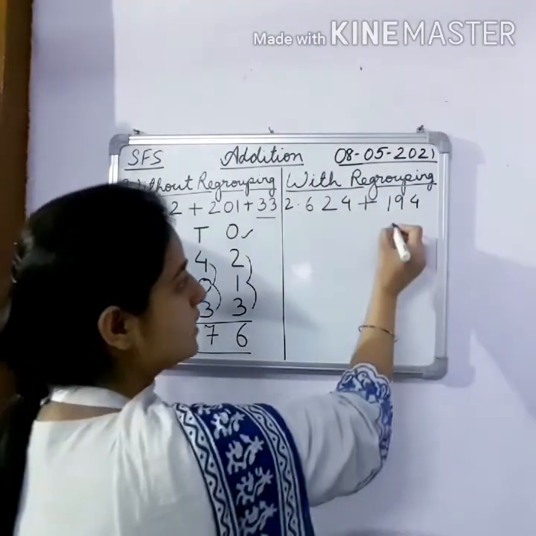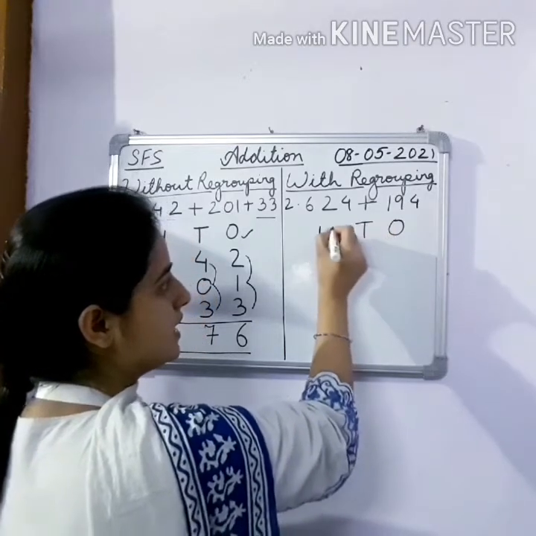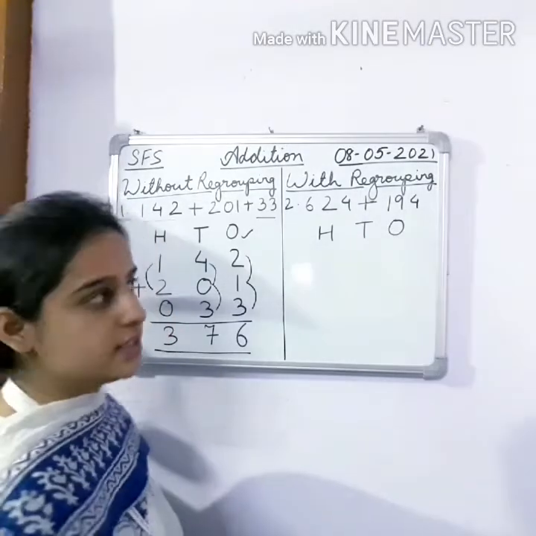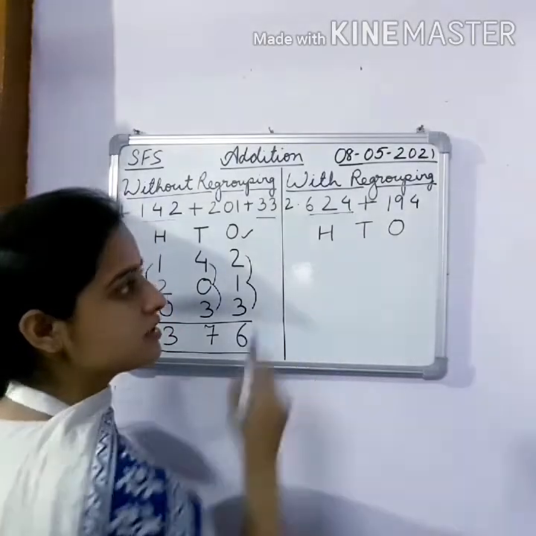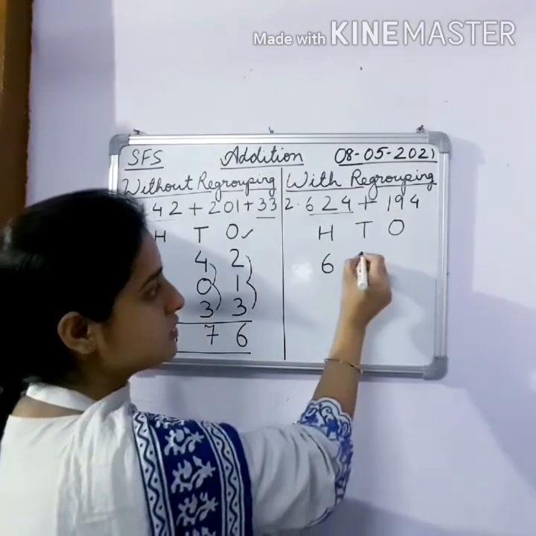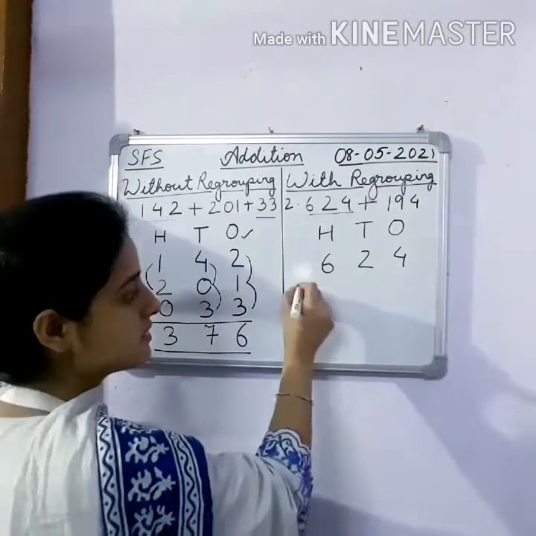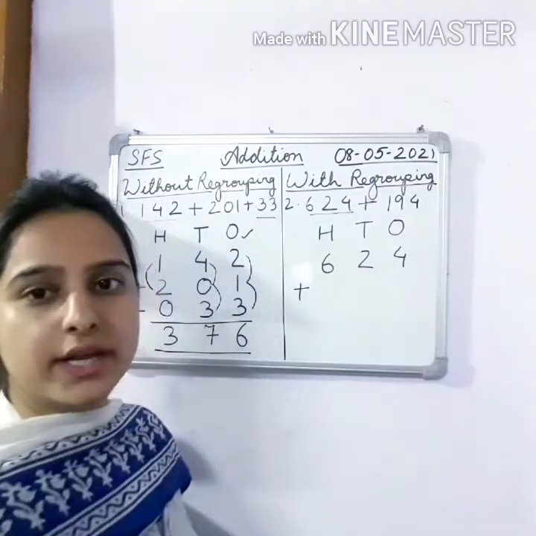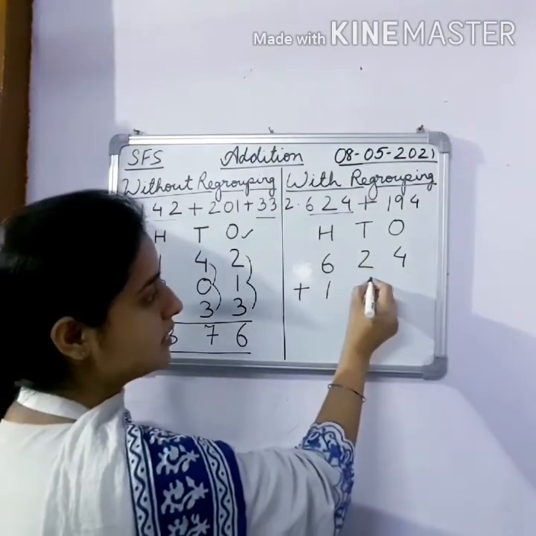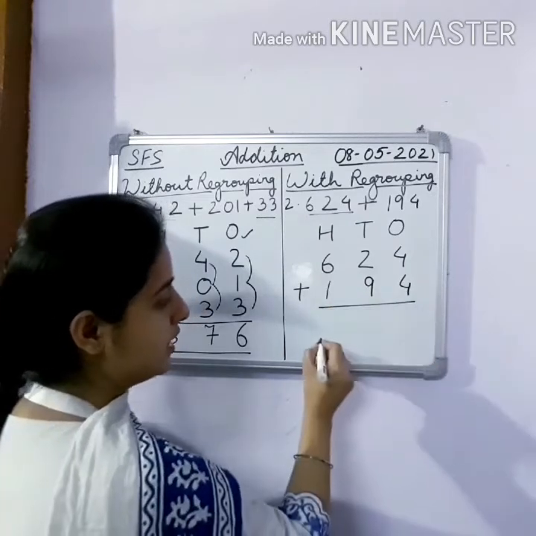Same way, first we'll put the places here: ones, tens, hundreds. As it is a 3-digit number, we'll write till hundreds. Okay, the first number is 624. Plus 194. 1 comes in hundreds place, 94 in the tens and ones. So this is how we arrange.